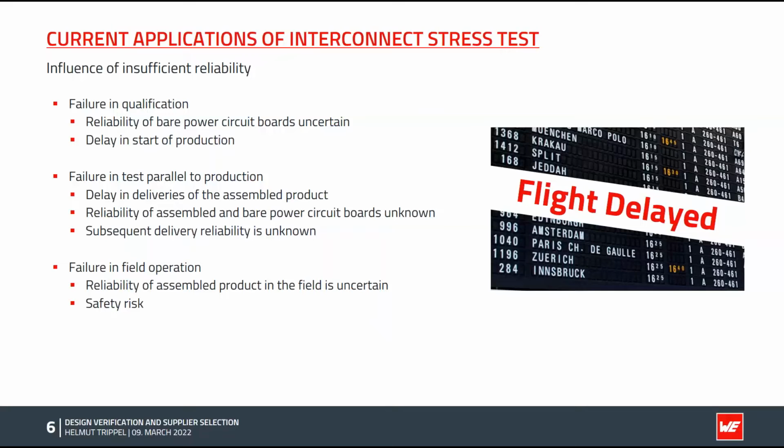Thirdly, on top of that, we have a possible failure in field operation. This is an uncertain reliability for the assembled product, and it's also a safety risk which can, depending on the application, be a danger for persons and the operation as well.